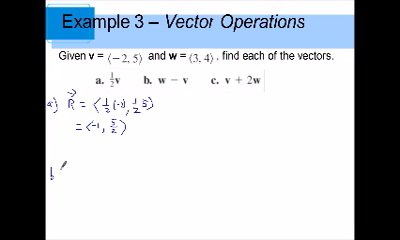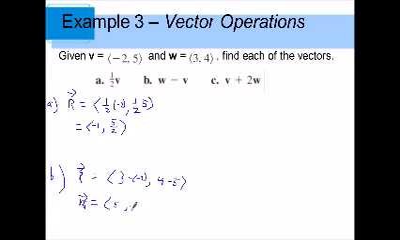For b, if I'm subtracting the two vectors, the resultant vector here for w minus v is going to be, in component form, w is 3, so it's going to be 3 minus -2, comma, and then 4 minus 5. And so the resultant vector here is going to be 3 minus -2, which is 5, comma, 4 minus 5 is -1.